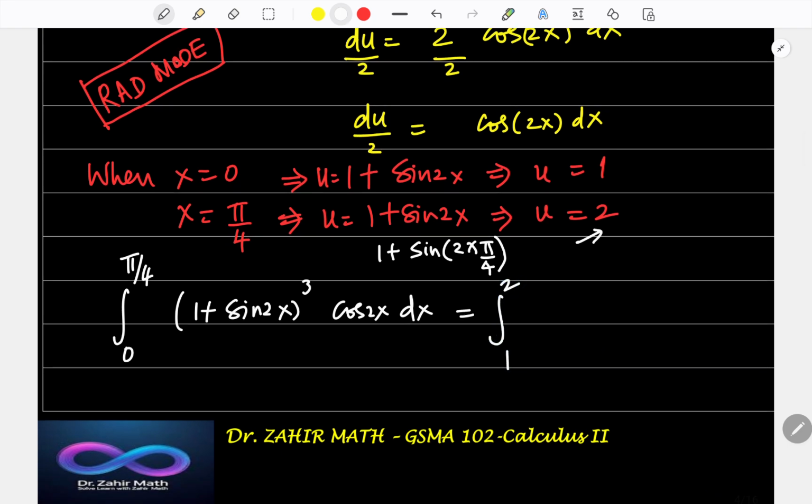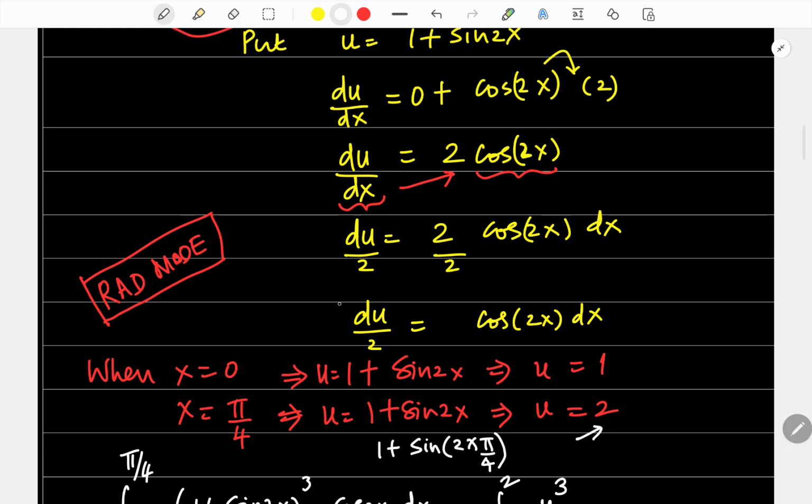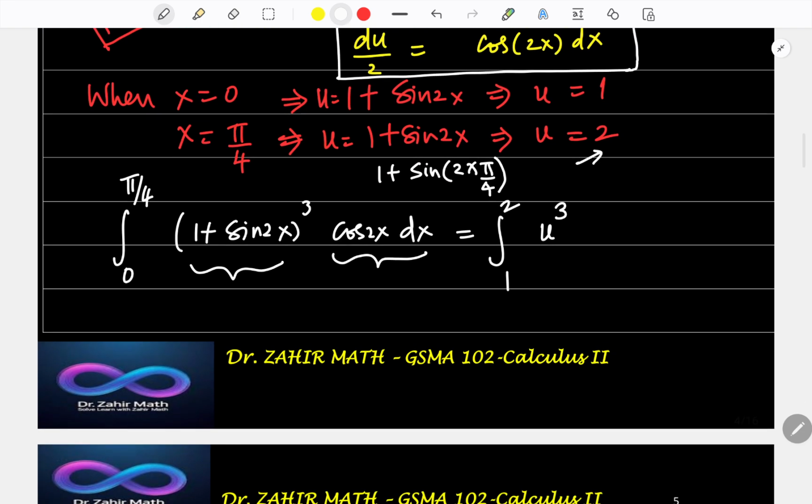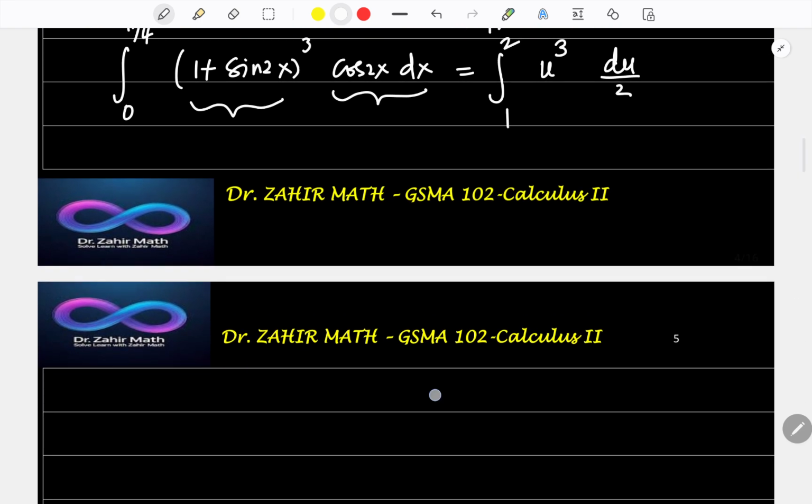That is 1 to 2. So this one I call it as u, so it is u power 3. This one I got it just here: du divided by 2 is equal to what? Cosine 2x. du divided by 2 is equal to this. So this is du divided by 2. Okay. Now the integration is very, very simple.